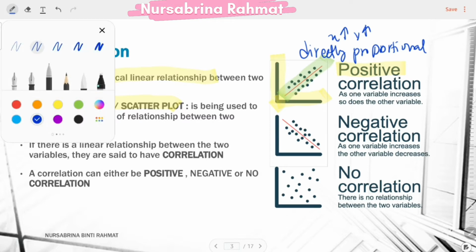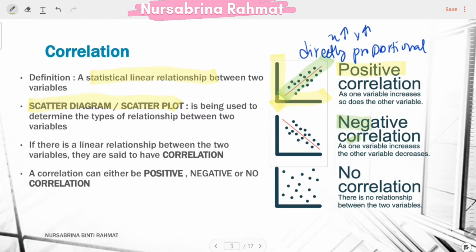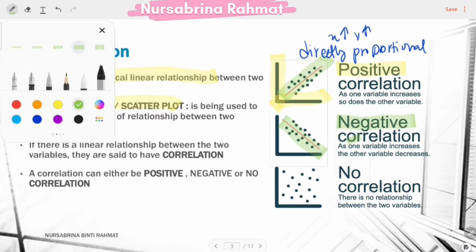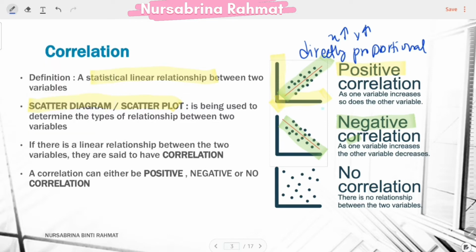Secondly, we have negative correlation. As you can see in the scatter diagram, it has a negative gradient. In a positive correlation it has a positive gradient, but in a negative correlation it has a negative gradient, which means x and y are inversely proportional to each other. That means when x increases, y decreases, or when x decreases, y increases. So that is negative correlation.